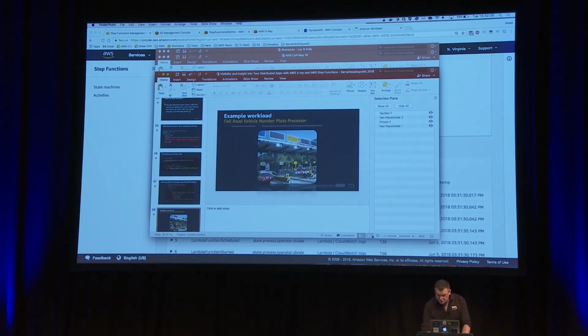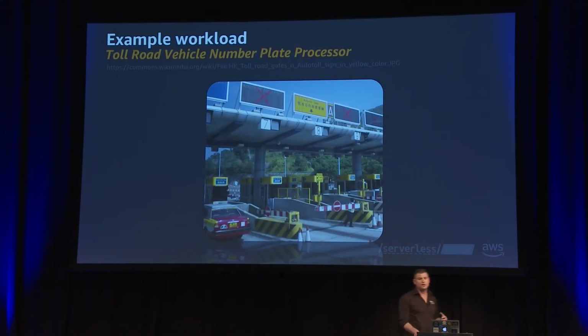Okay, so let's take that into the real world. What if we wanted to use AWS Step Functions to create a real application? That was great for a hello world. It's good to get some exercise on a simple example. But what if we wanted to use this tool to create a toll road gantry number plate parsing system? What would we need to do there?